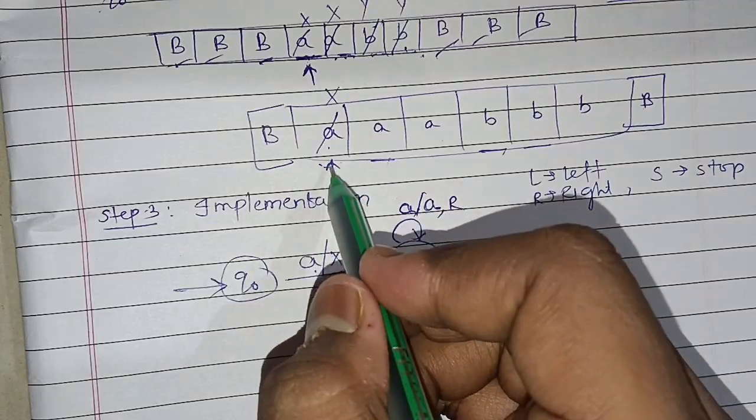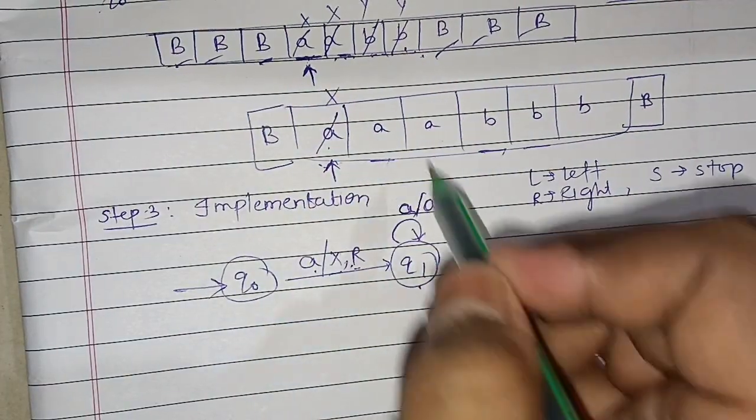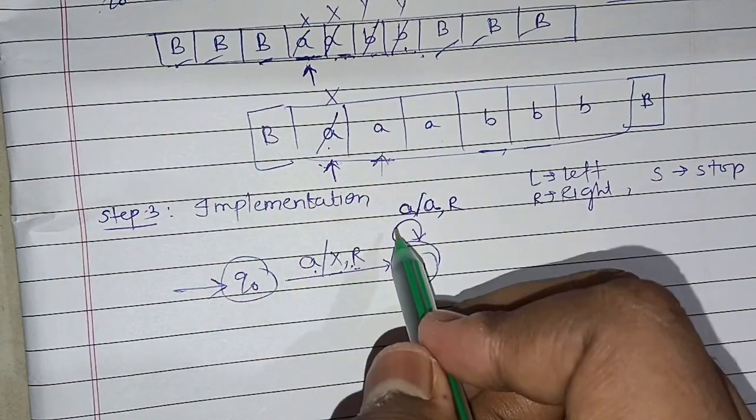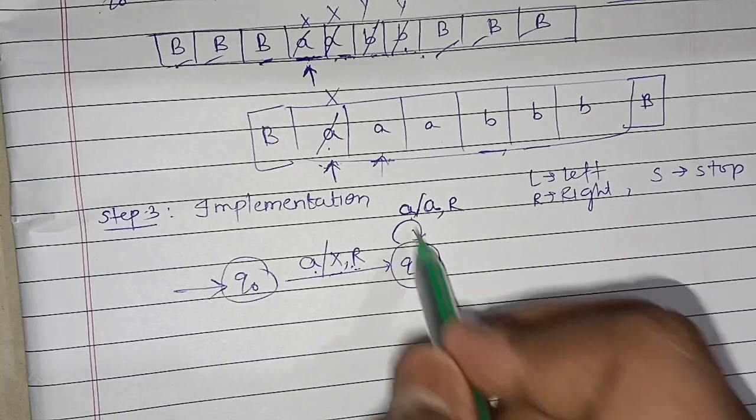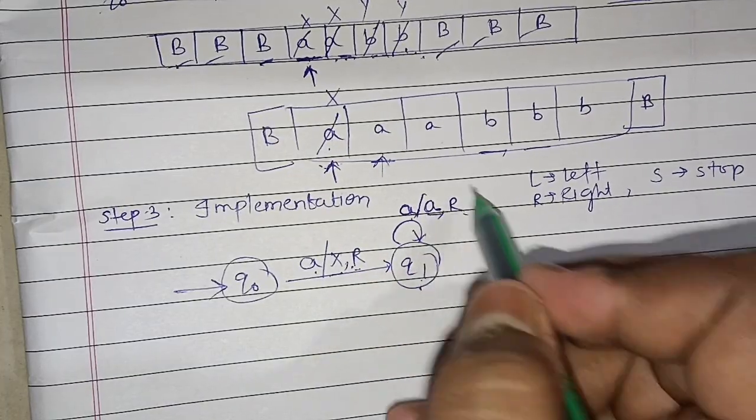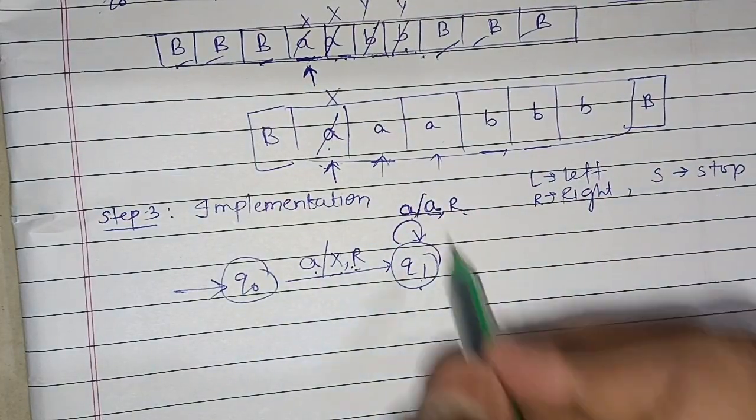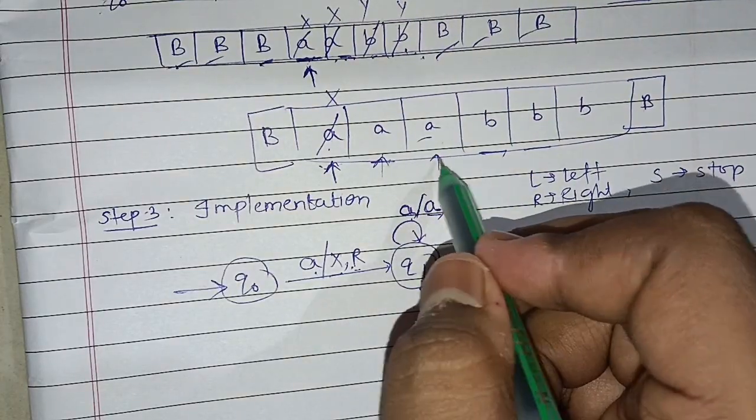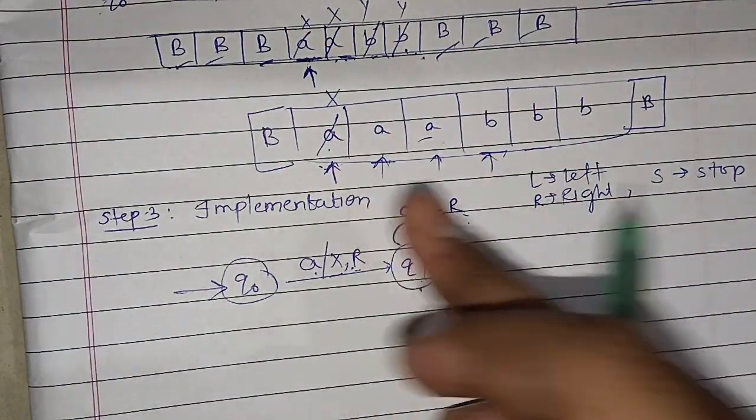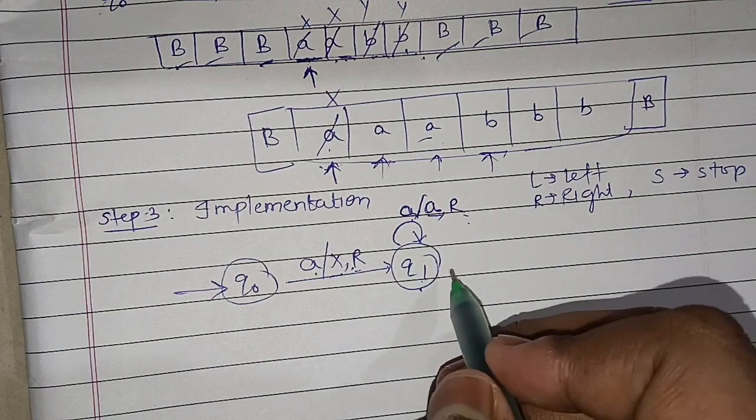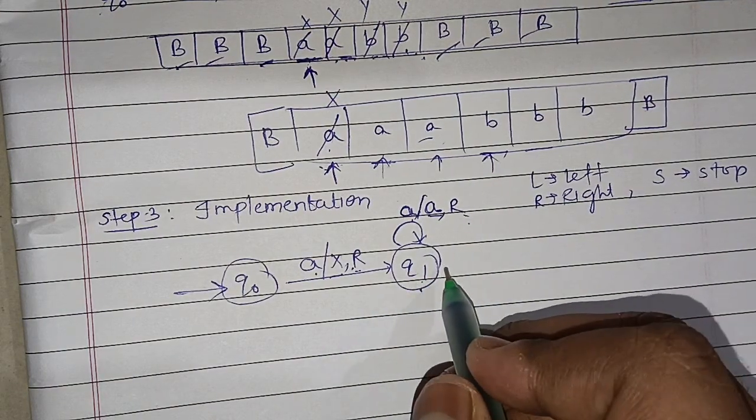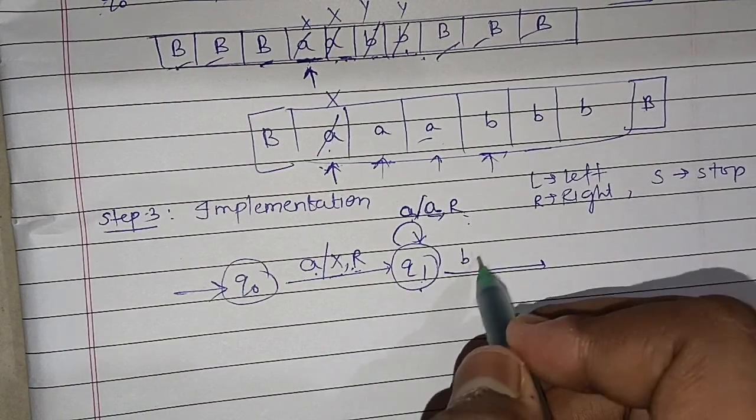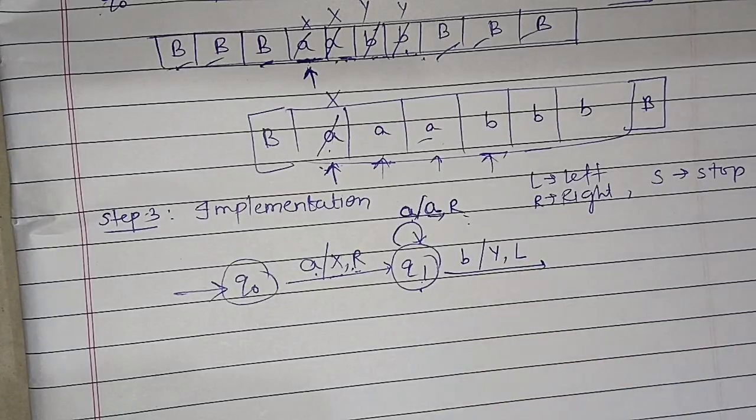Now see, it has made X and come to q1. Now the head is here, the head will get a in q1 state, keep it a and move right. So again the head will go here, it has got a, keep it a and move right. So the head has gone now here. Now see, I have got b. So what I will say, if q1 receives b, make it Y and move left.